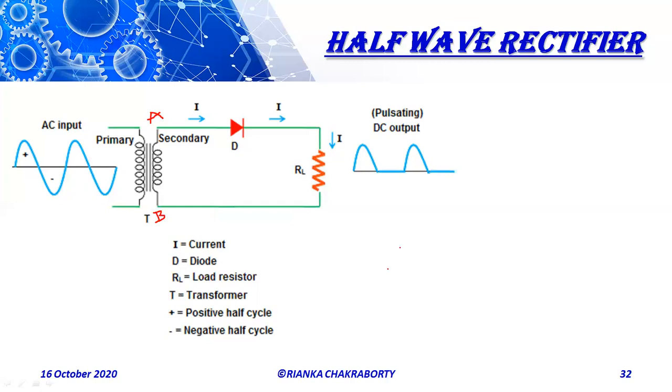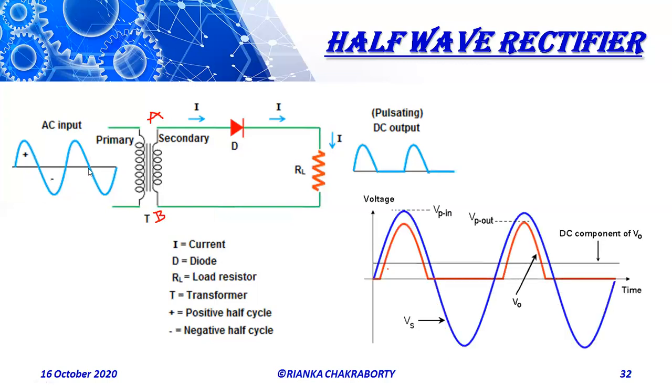So you can see that this is the AC input signal and we get the DC output. That is the pulsating DC output actually. So we can see we get the output only for the positive half cycle and for the negative half cycle we do not get any output. This is the actual waveform. The blue line is the input signal and the red one is the output signal for the half wave rectifier.